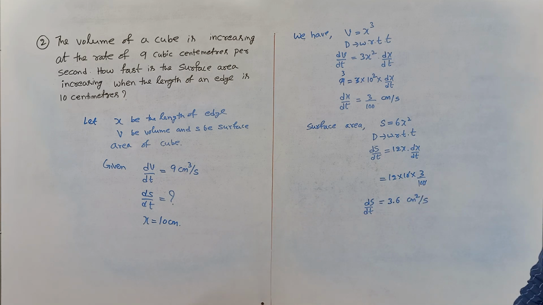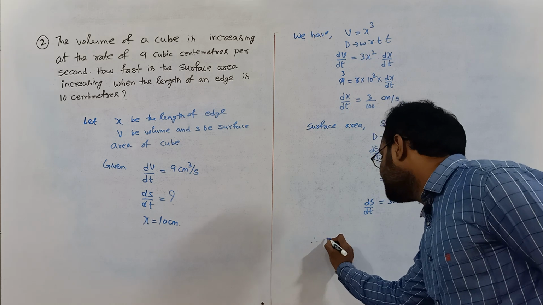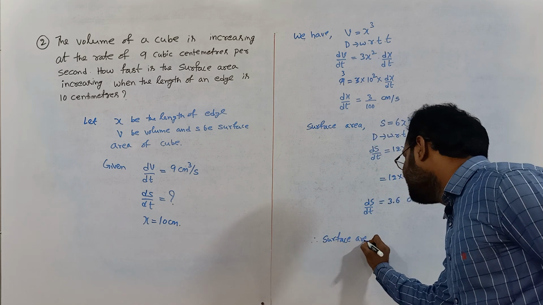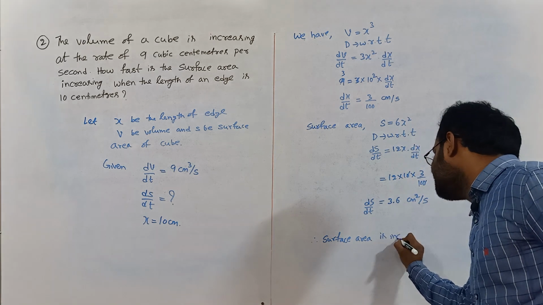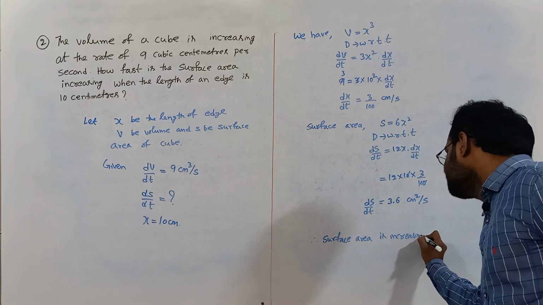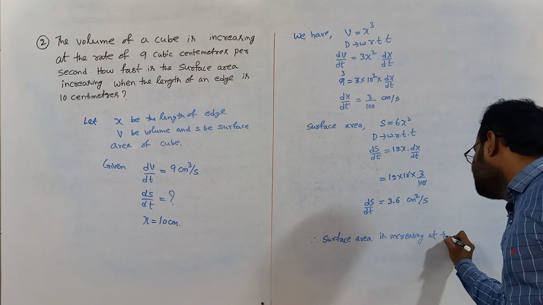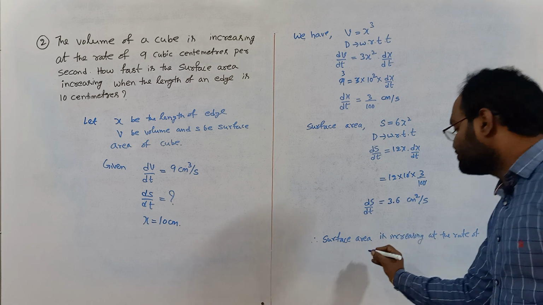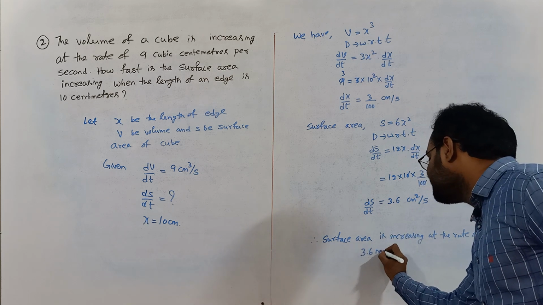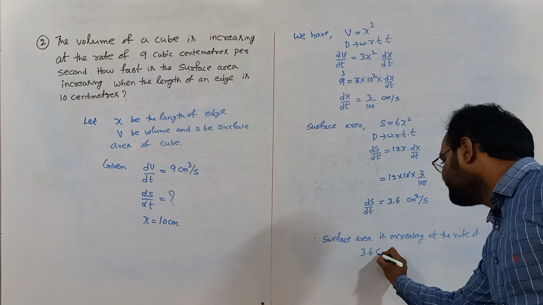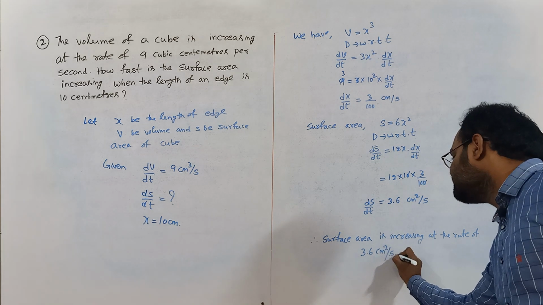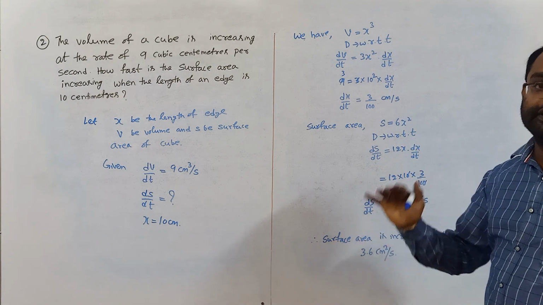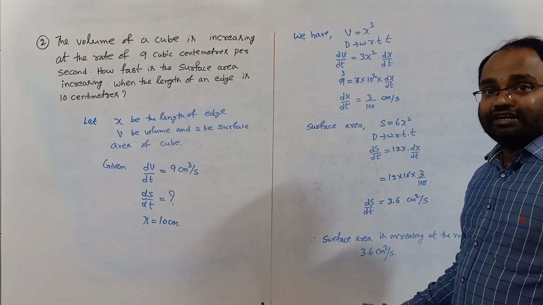So what is the conclusion now? Therefore surface area is increasing at the rate of how many centimeters, 3.6 centimeter square per second. So since we get positive, increasing; negative, decreasing, that's all, right?